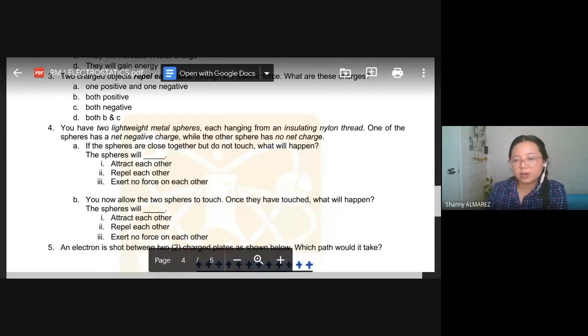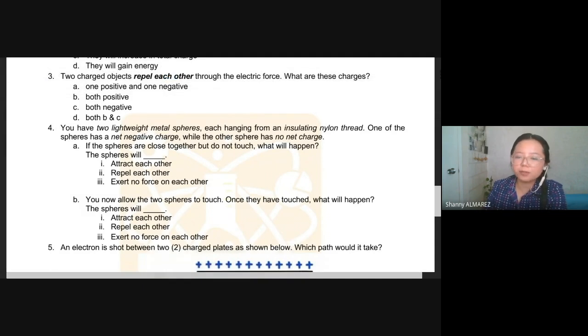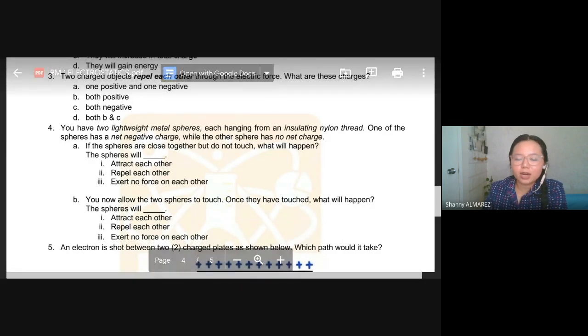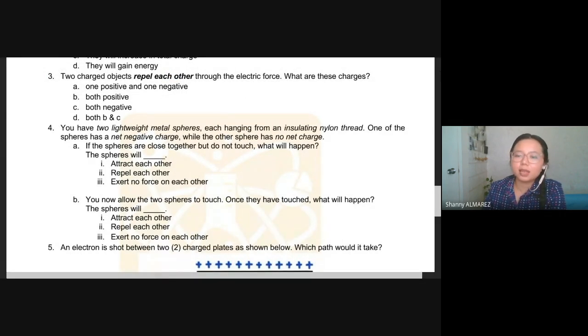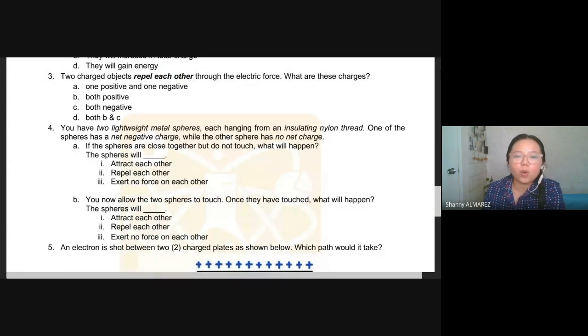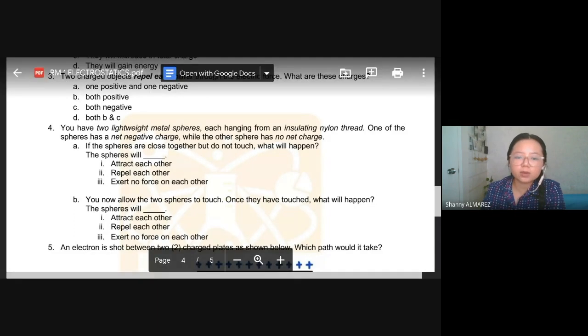Ito, nadaanan natin kanina. So hopefully you get this correctly. You have two lightweight metal spheres, each hanging from an insulating nylon thread. One of the spheres has a net negative charge, while the other sphere has no net charge. If the spheres are close together but do not touch, what will happen? 1. Attract each other. 2. Repel each other. Sorry, 1, 2, 3 pala to. Number 3. Exert no force on each other.